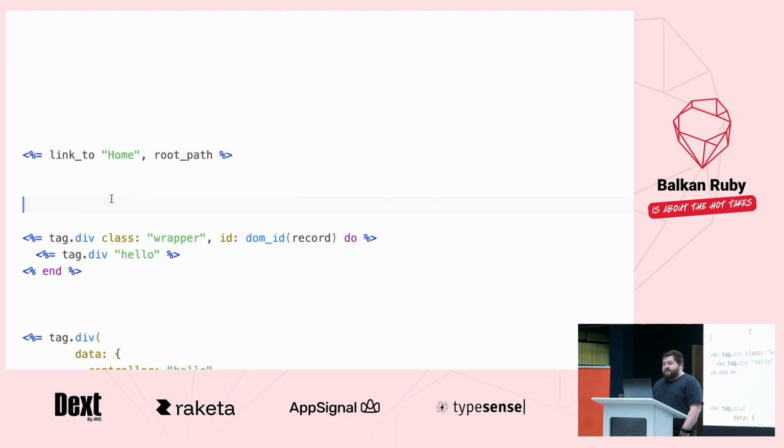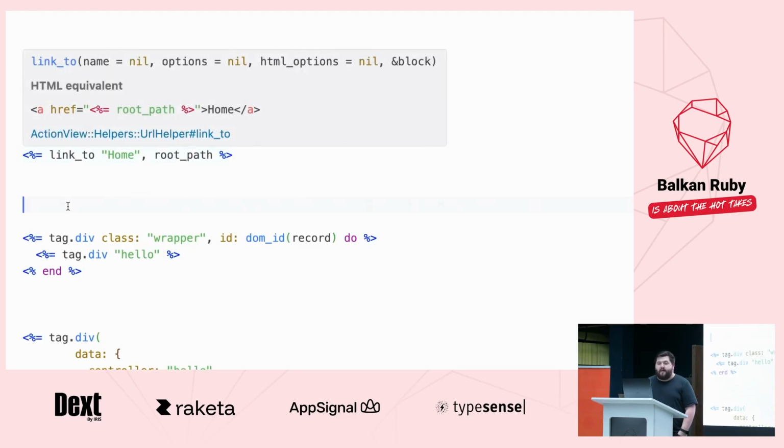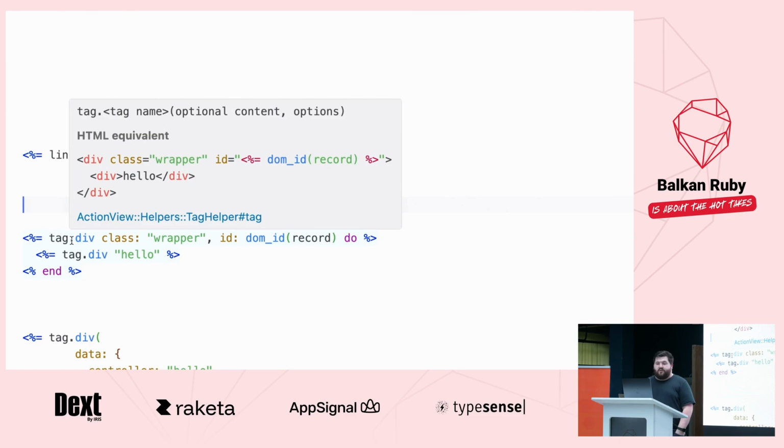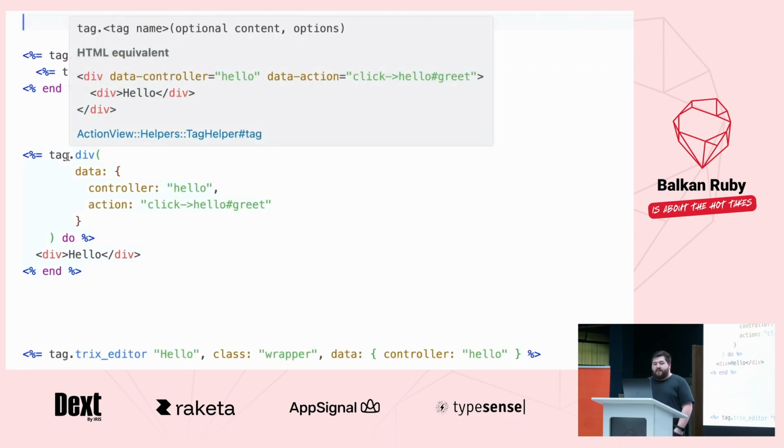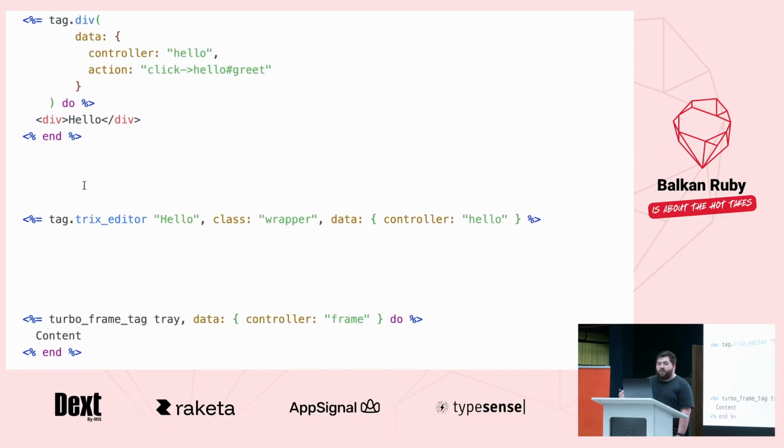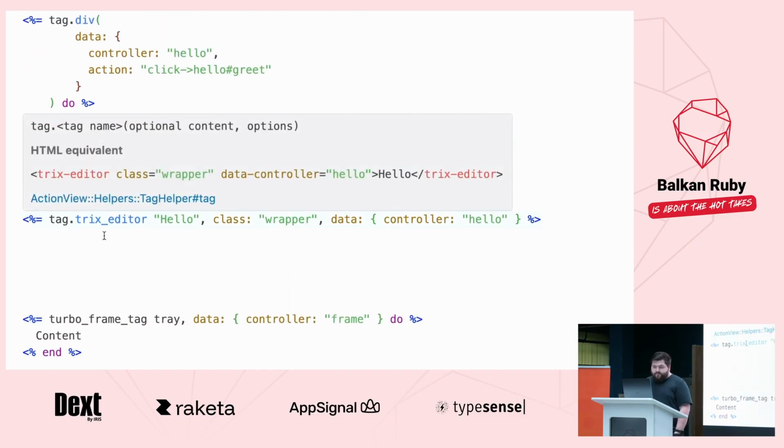As a nice side effect, if we understand this tooling, we can also show it in your editor to show you how the equivalent HTML ERB looks whenever you hover over these helpers.